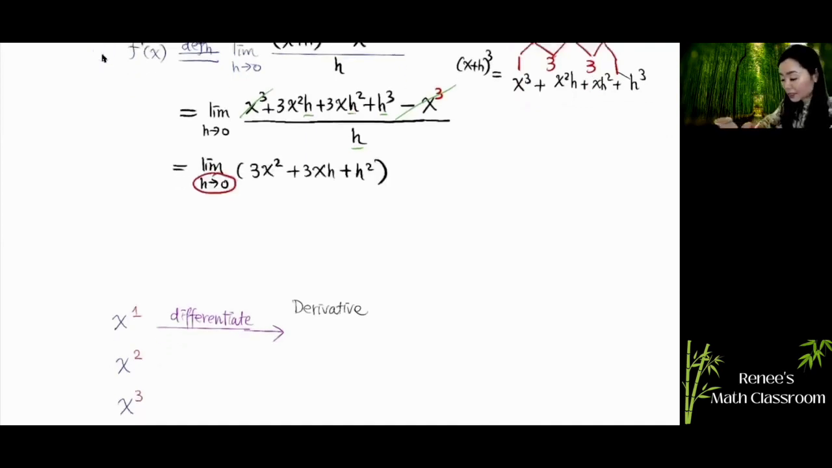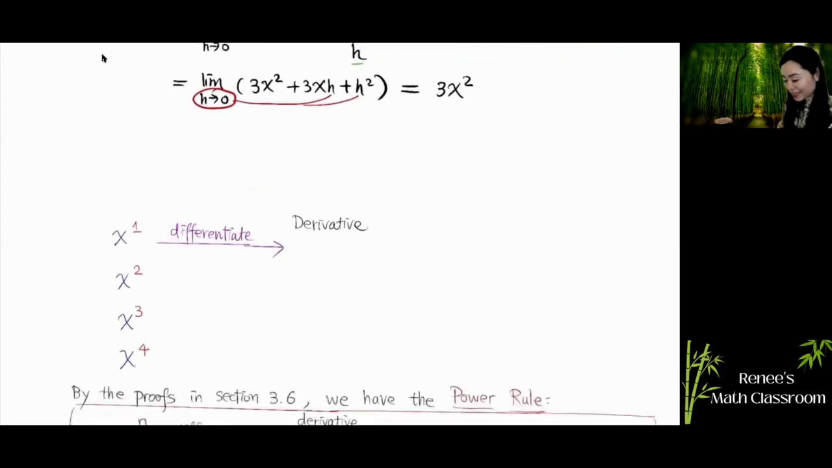Now you see that in this limit, x is regarded as a temporary constant. h is changing, so we can do a direct substitution. So substitute h to be 0 here, and we get 3x squared.